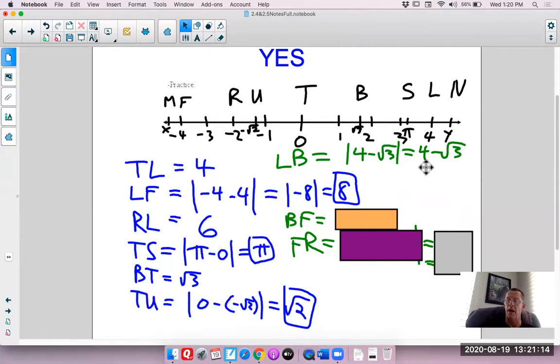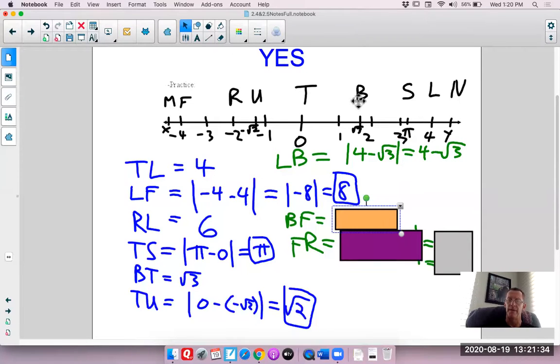Would it be correct to do pi minus 4? Or I'm sorry, root 3 minus 4? Absolutely not. That would be a negative, right? We know the square root of 3 is somewhere between 1 and 2. And then that number minus 4 would give us a negative. So that would not work. Now, if you took the absolute value of it, then it would be fine. It would be the same thing.